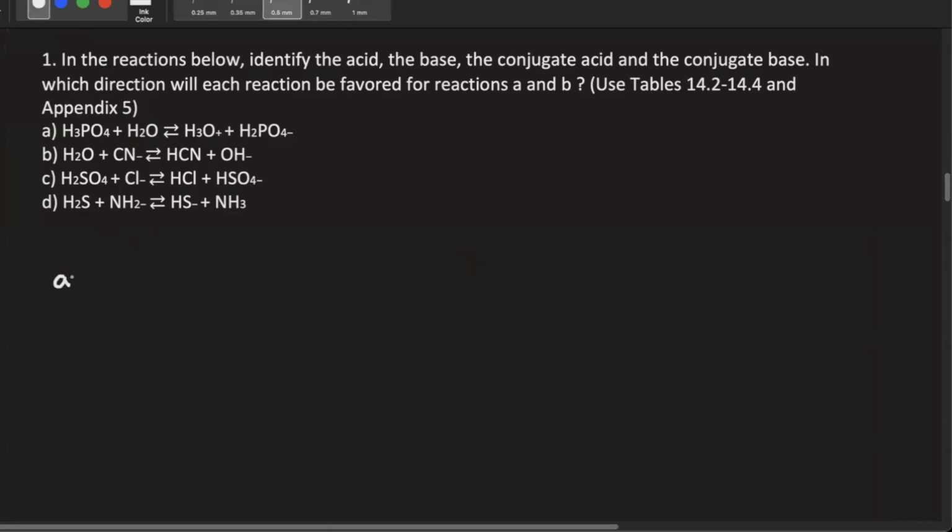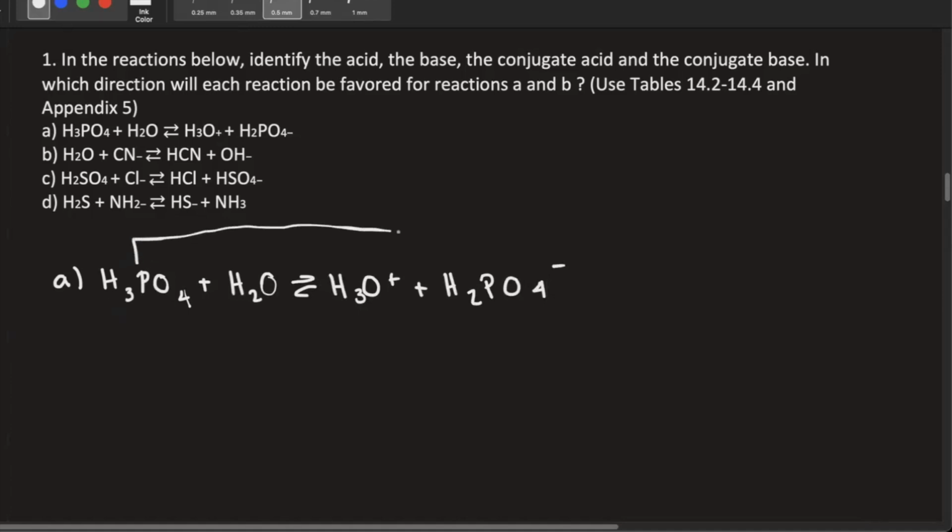I'm just going to go ahead and rewrite it. So we have H3PO4 plus H2O gives us H3O plus and H2PO4 minus. So first off, we can tell that this is going to correspond with this, and this is going to correspond with this. So that's what we're going to be comparing.